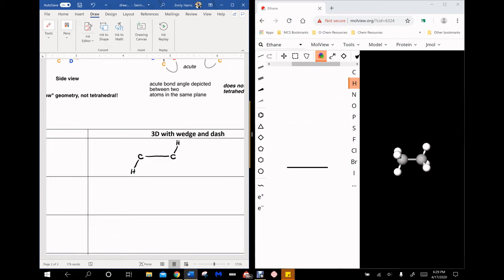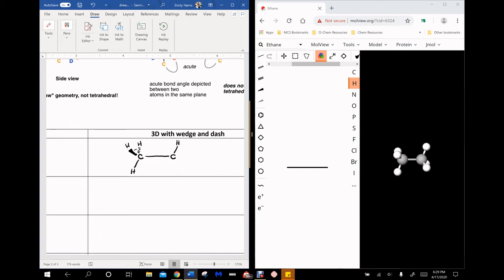Then what we have is kind of on the top of this first carbon, we have 1 hydrogen sticking out toward us. That will be a wedge. And then we have the other hydrogen going back away from us, which will be the dash. And again, we'll draw that angle to be acute. So this is an acute angle, and then the regular lines are an obtuse angle.